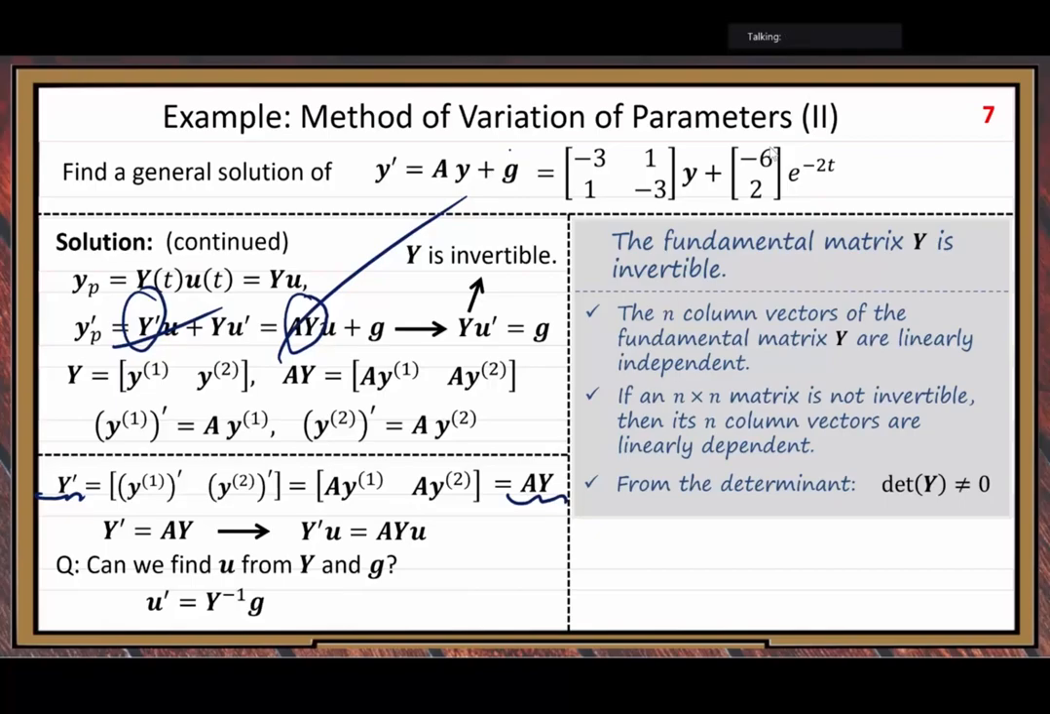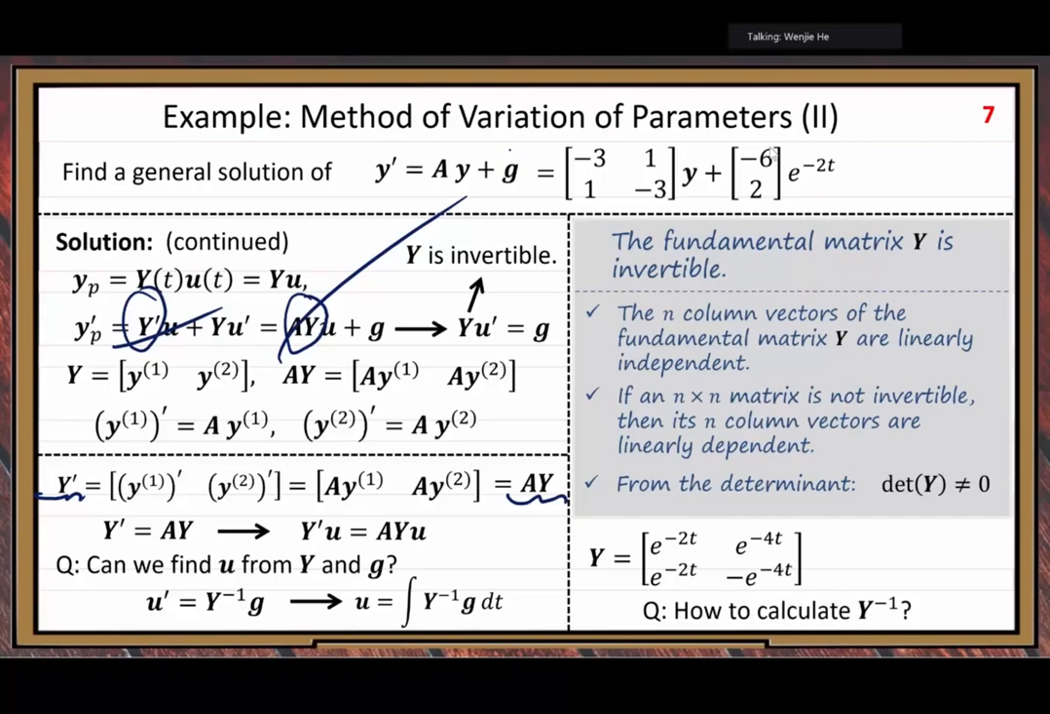Y inverse, Y matrix inverse, we have the formula. Before, for 2 by 2, we have the formula. So we can apply the formula. So we have this U vector as the integral of this vector. Now we can do the calculation. Because in this example, we have the capital Y function. This is the Y matrix. To calculate Y inverse, we have the formula. Determinant, we calculate the determinant of Y.